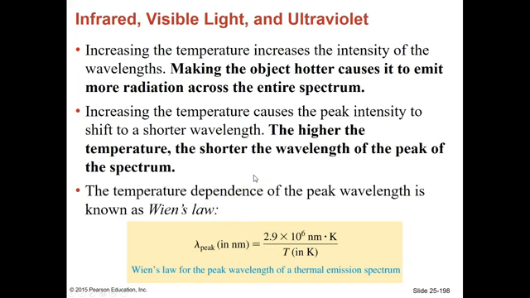Increasing the temperature increases the intensities of wavelengths, so that makes the object hotter and causes it to emit more radiation across that spectrum. The higher the temperature, the shorter the wavelength we have. And this can be seen in Wien's law, which is the temperature dependence of the peak wavelength. We just take our constant here and divide it by that temperature, and that gives us the peak wavelength in nanometers.